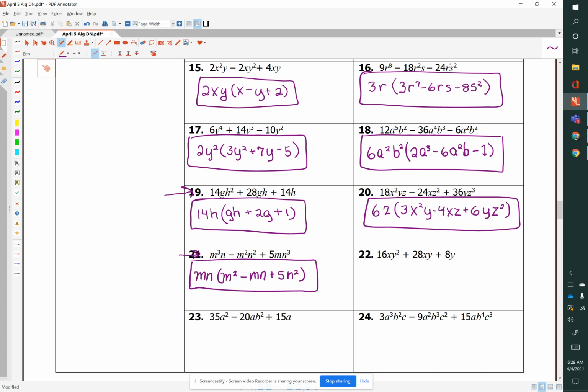And number 22, 16xy squared plus 28xy plus 8y. From 16, 28, and 8, we can factor out a 4. We cannot factor out an x, but we can factor out a y. 16 divided by 4 is 4x, and we have y to the first power. 28 divided by 4, 7. We factored out the y, but the x is still there. Plus 8 divided by 4 is 2, and we factored out that y.